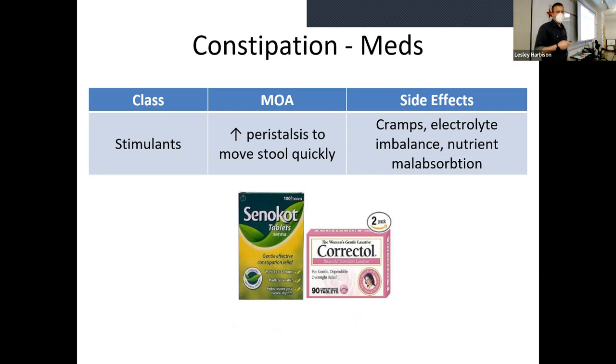One of the last options is a stimulant. Stimulants actually increase the contraction of the muscles in the colon, either increasing the frequency or the strength of those contractions to move stuff through your colon more quickly. You can get cramps from these because your muscles are working harder, and you can potentially get an electrolyte imbalance if they work too well and push stuff through so quickly that you can't absorb electrolytes or nutrients correctly. So these can be abused in a way. But Bisacodyl or Senna are the main options here to move things along.